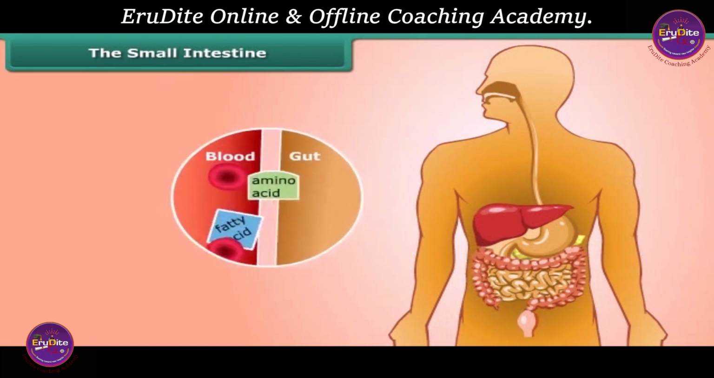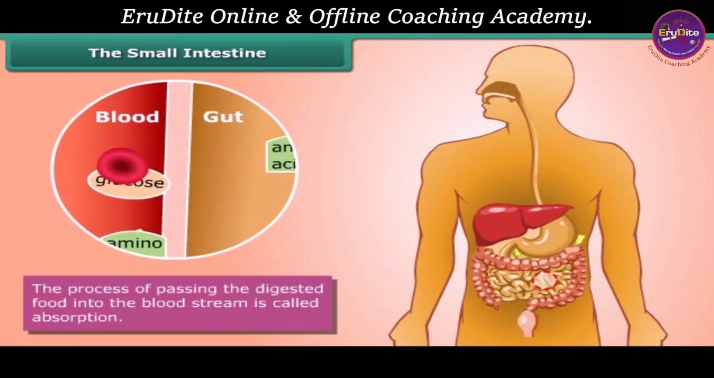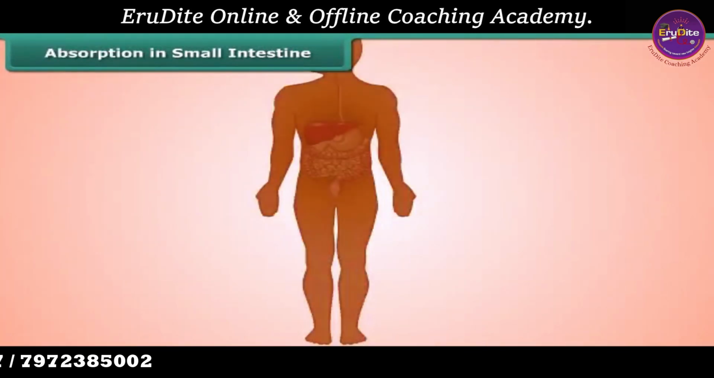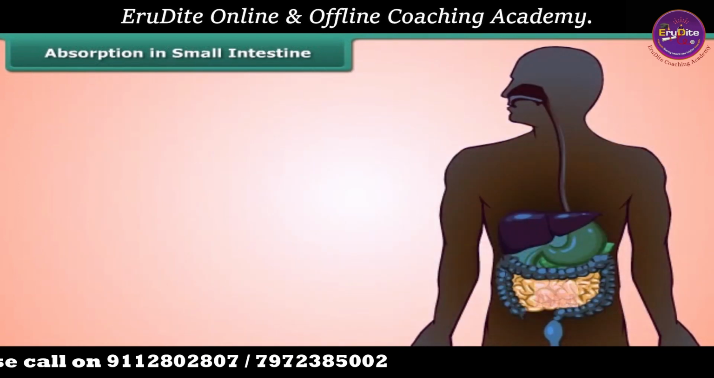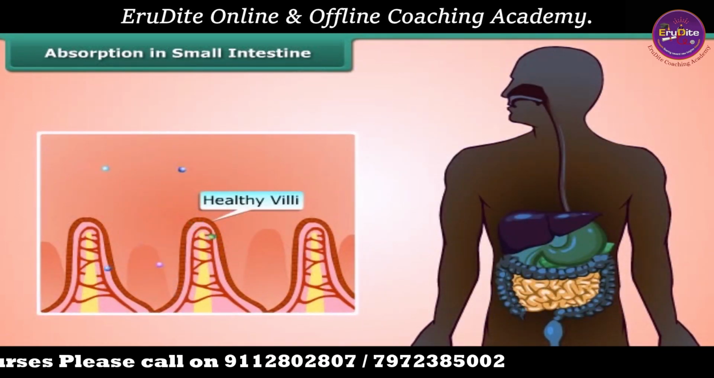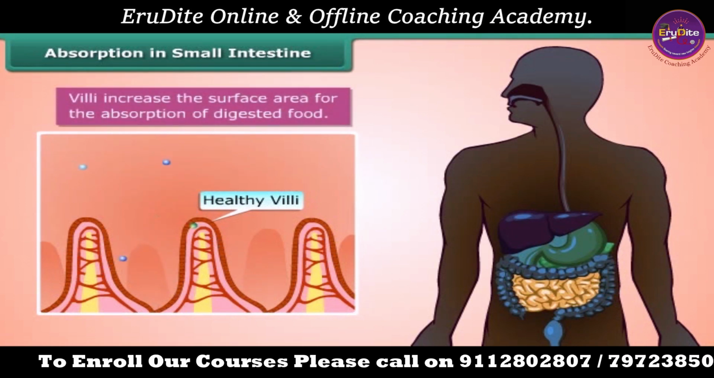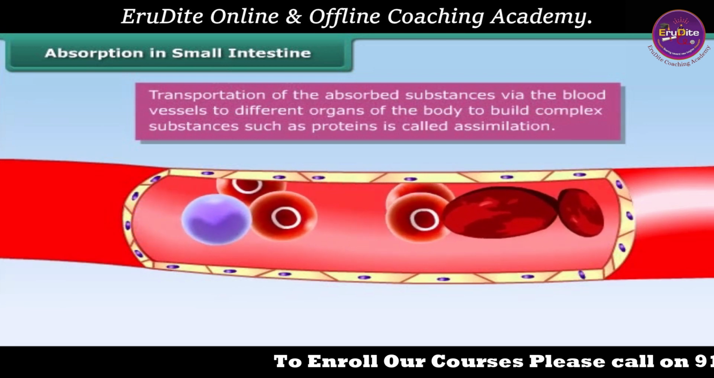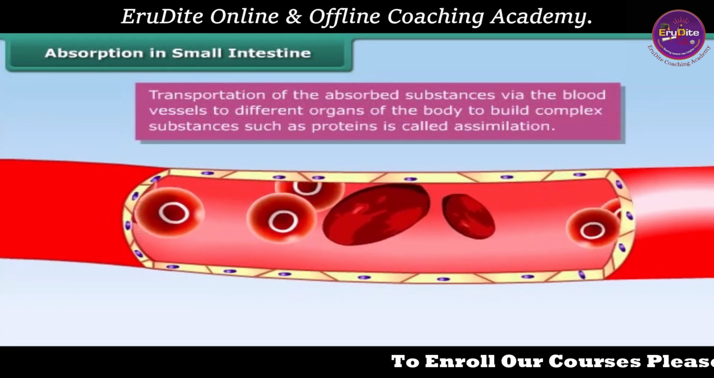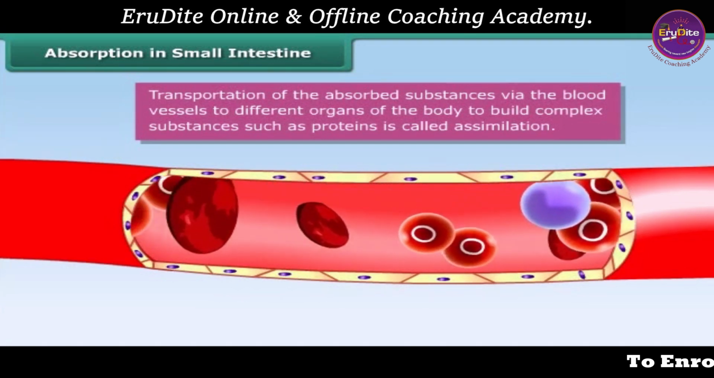Now the digested food passes into the bloodstream. We call this process absorption. Well, there are tiny finger-like things called villi, lining the inside of small intestine. Do you know the interesting part of villi? It increases the surface area for the absorption of digested food. Then the absorbed substances are transported via the blood vessels to different organs of the body, where they are used to build complex substances such as proteins. This is called assimilation.